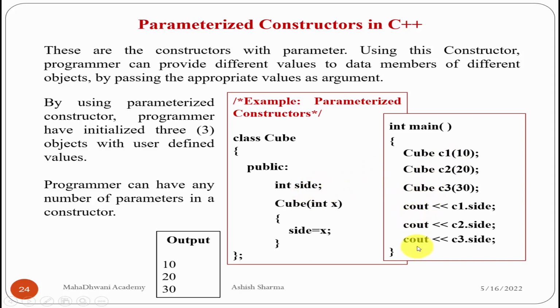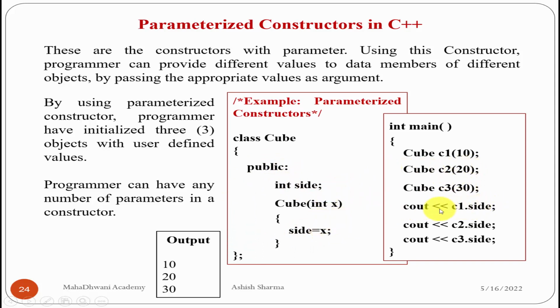Now, cout is an object used to display the value on the screen. So cout c1.side will display the first value, whatever we initialized, here 10, because whenever you create an object, it will directly call the constructor. The constructor is cube. So it will pass this value to the variable x, and this x variable initializes the value of the side variable. So side will get the value from x. The same for 20, the same for 30.